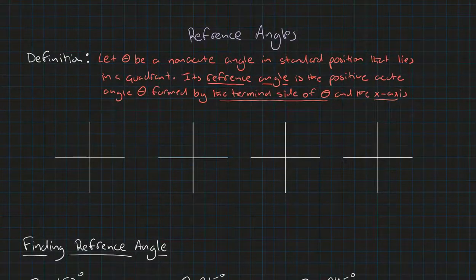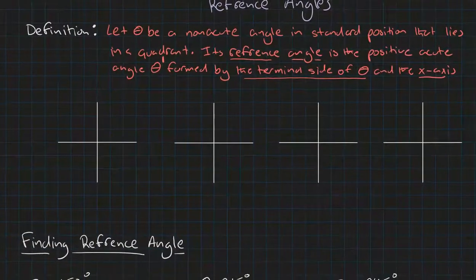So we have a definition of a reference angle. Let theta be any non-acute angle in standard position that lies in a quadrant. Its reference angle is the positive acute angle, which we'll call theta prime, formed by the terminal side of theta and the x-axis. This is the key. That is the definition of a reference angle. And if you're wondering what the heck that even means, let's dive into it and see.